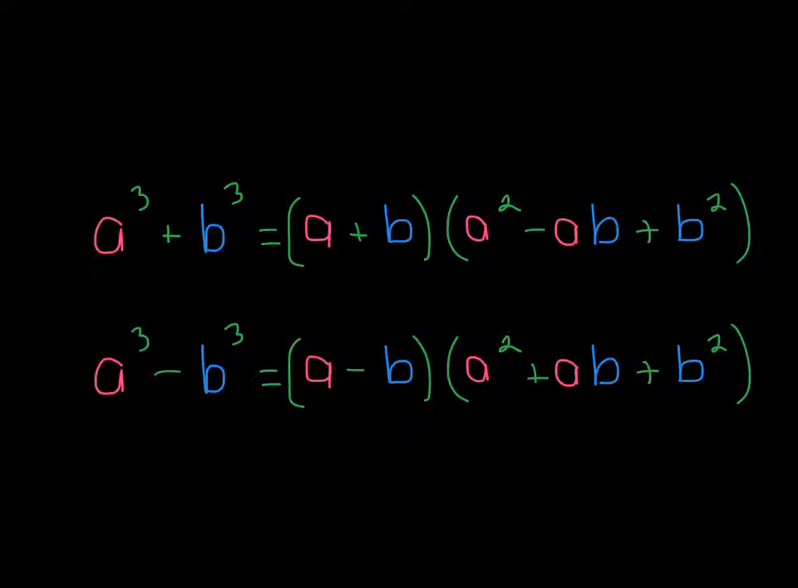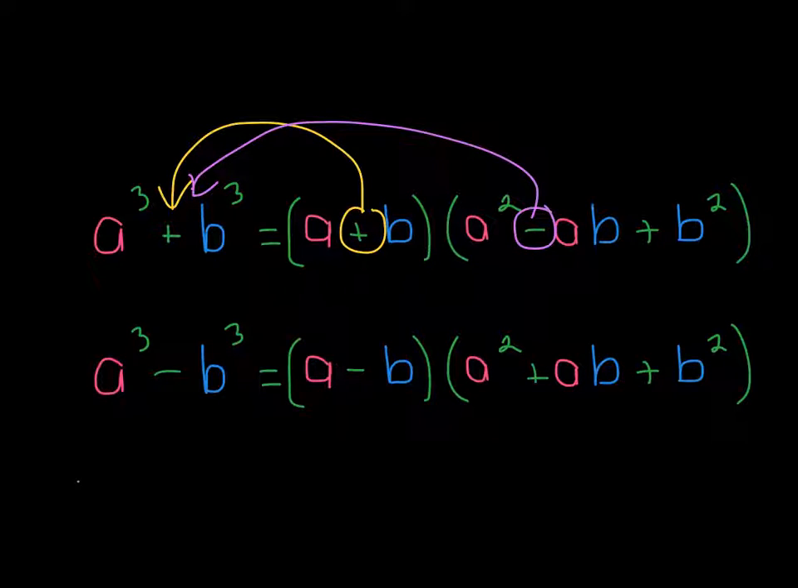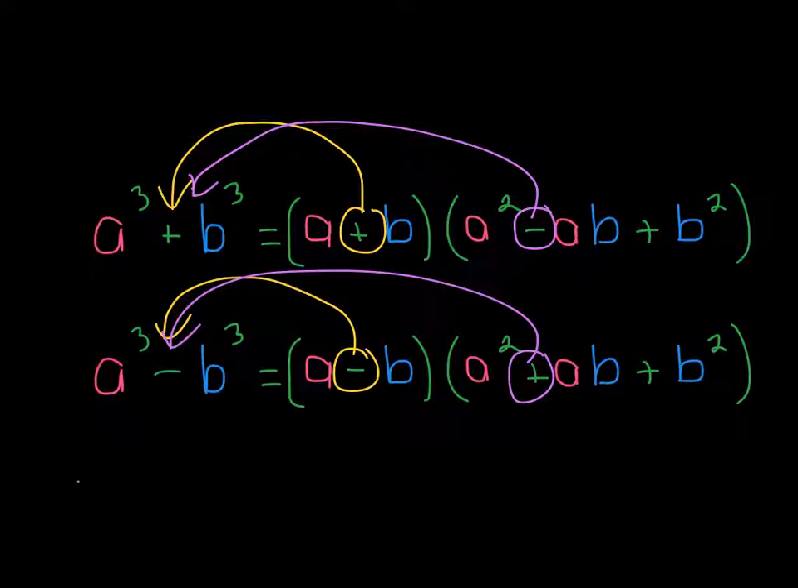Alright, these are the formulas we're going to use when we are factoring sum or difference of cubes. You will notice that in both of these, this sign is the same as that one, and this one is the opposite. Same on here. That's a minus, just like that minus. And this is the opposite, so it's positive. Whereas this sign right here is always positive.